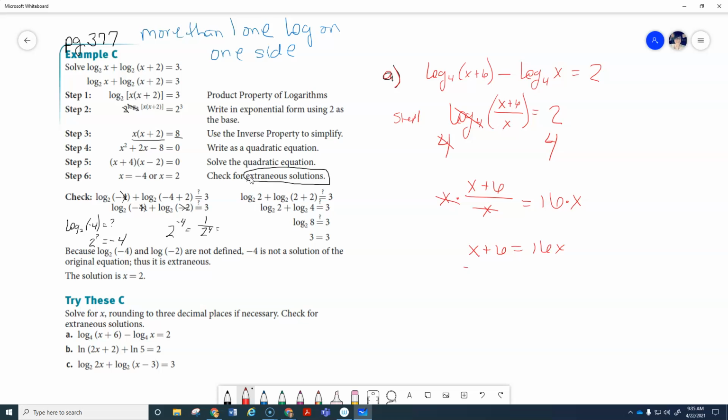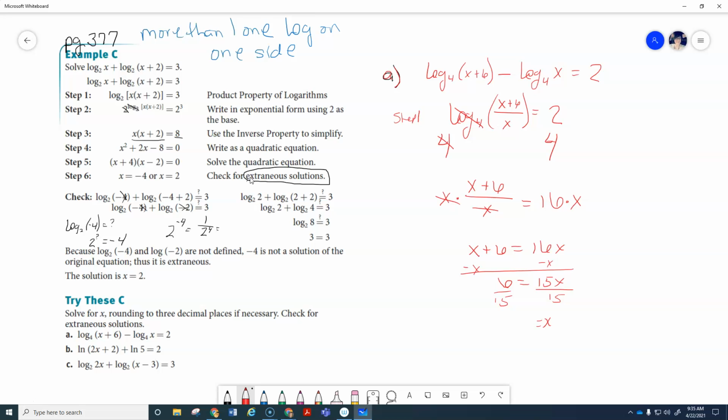And now it's a matter of subtracting x from both sides. 6 is equal to 15x. Divide both sides by 15. And we get x is equal to 6 over 15, which I'm sure simplifies down to a nice pretty decimal.